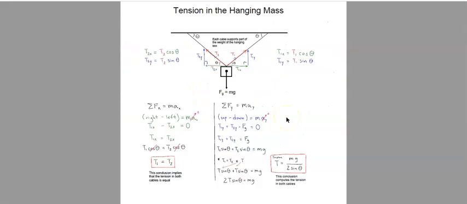And there it is, the explanation of tension in the hanging mass with two equal angles and a variation from 90 degrees all the way down to 0 degrees.